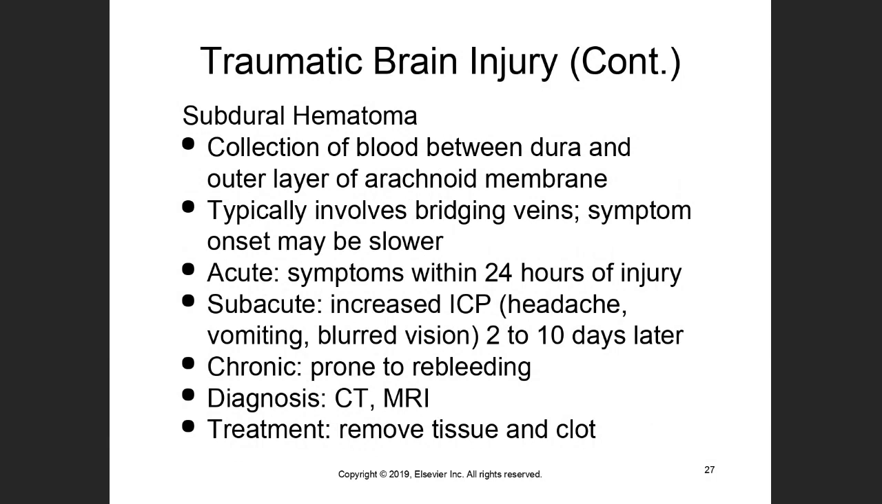Subdural hematoma is a collection of blood between the dura and the outer layer of the arachnoid membrane, typically involving bridging veins. Epidural hematoma involves the arteries. Okay? Subdural involves the bridging veins. Symptom onset may be slower: acute symptoms within 24 hours of injury; subacute, increased intracranial pressure, headache, vomiting, vision changes, 2 to 10 days later; chronic, in response to rebleeding. Diagnosis: CT and MRI. Treatment: remove tissue and clot.